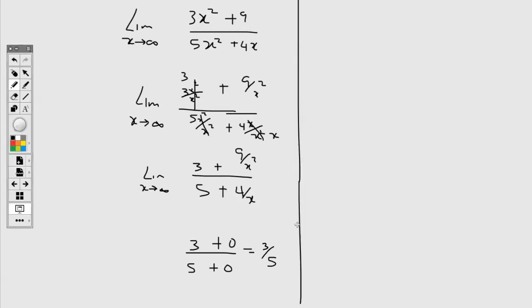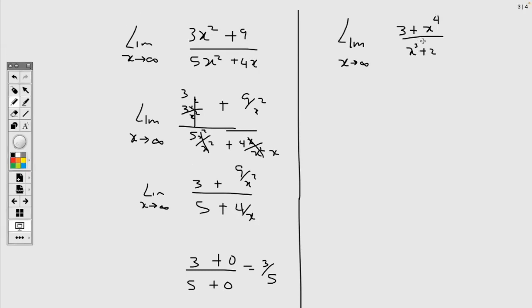Let's look at another one. Suppose we have several variables. So we have the limit as x tends to infinity, and we have 3 plus x to the 4th over x cubed plus 2x. So we have x to the 4th, we have x cubed, and we have x.